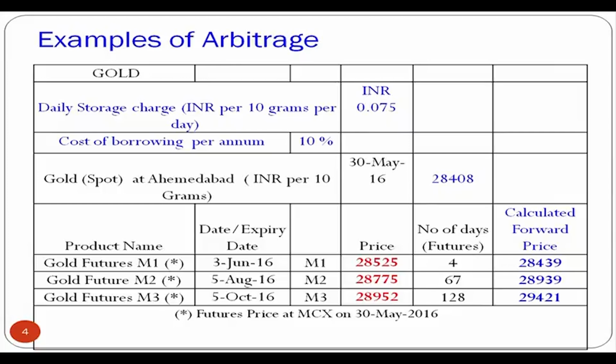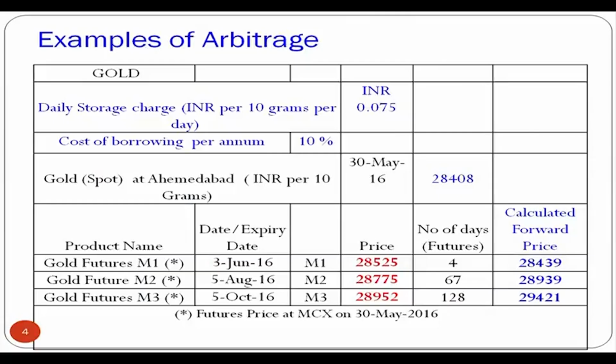Now let's take this. We compare these two sets of prices to know whether arbitrage is possible or not. Let's compare the first set of prices, the theoretical price vis-a-vis the actual price. The theoretical price is 28,439 and the actual price is 28,525. So F actual is greater than F theoretical, so we will be able to undertake cash and carry arbitrage.